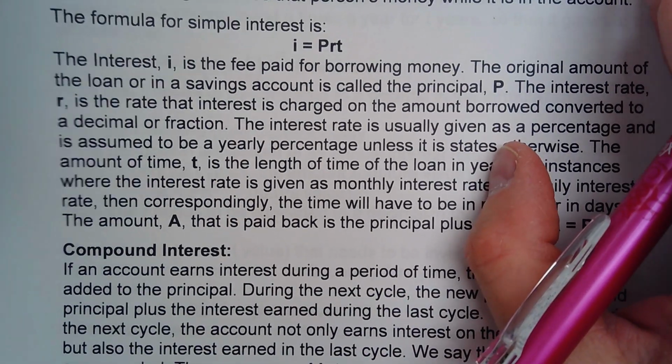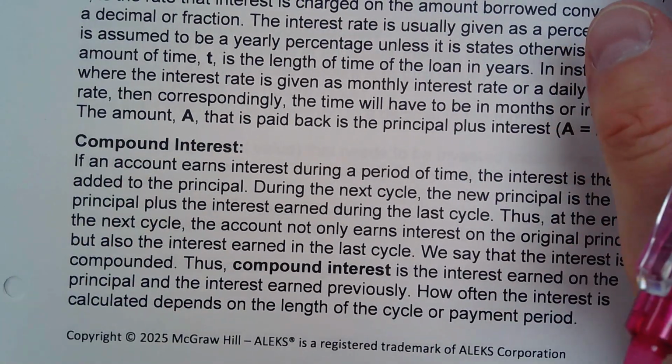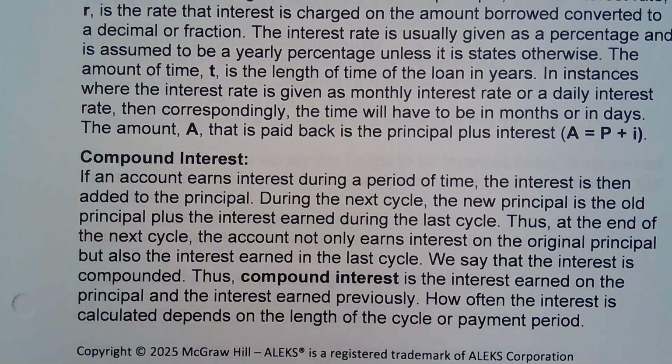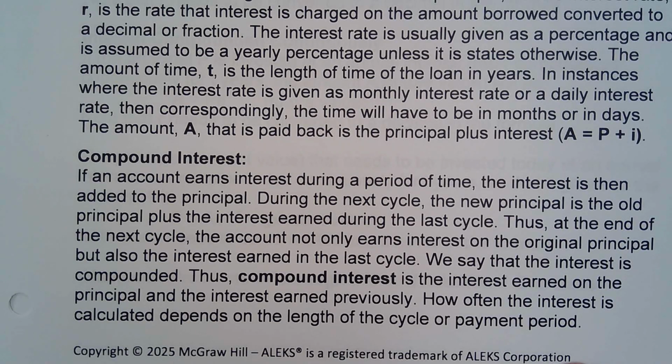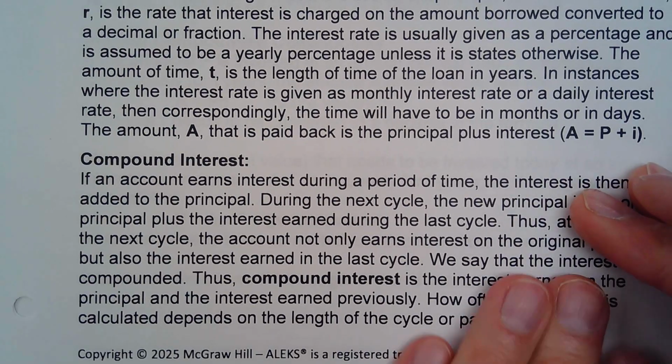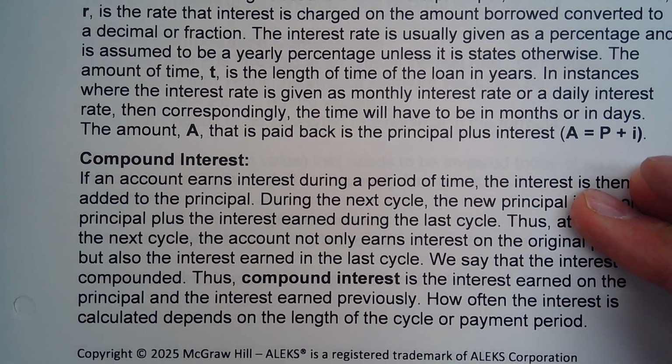Now, compound interest occurs if an account earns interest during a period of time, that interest is then added to the principal. During the next cycle, the new principal is the old principal plus the interest earned during the last cycle. Thus, at the end of the next cycle, the amount not only earns interest on the original principal, but also on the interest earned on the last cycle. We say that interest is compounded. Thus, compound interest is interest earned on the principal and on the interest earned previously.